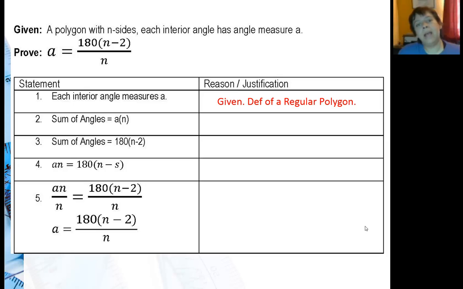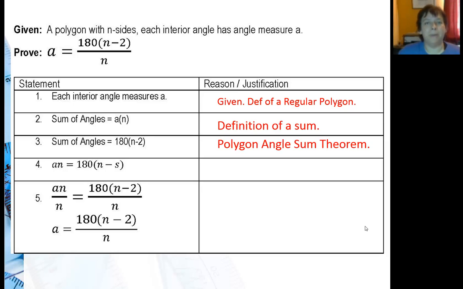Now, if I try to add all those angles together, I know they're all A. So I can go A plus A plus A. Well, if there are n of them, the shortcut is just n times A. So that's the definition of a sum. I can shorten it to multiplication, where it's A times n. I also know that the sum of the angles is 180 times (n minus 2), because that's from the polygon angle sum theorem. For all polygons, I just say 180 times (n minus 2), whether it's regular or not.